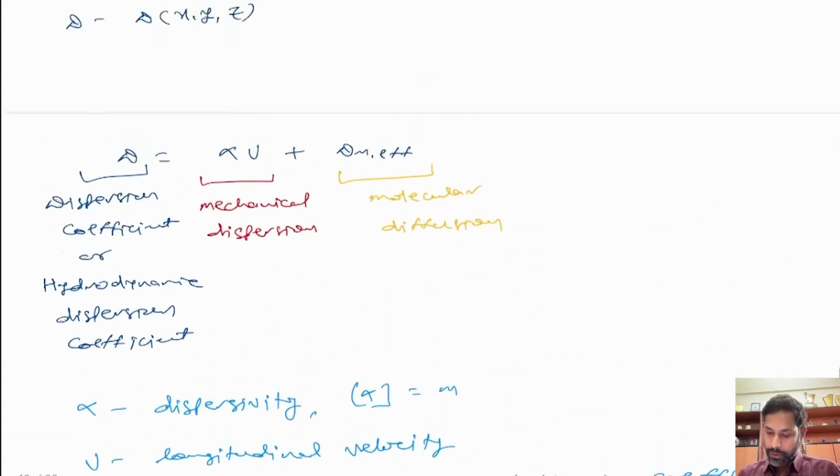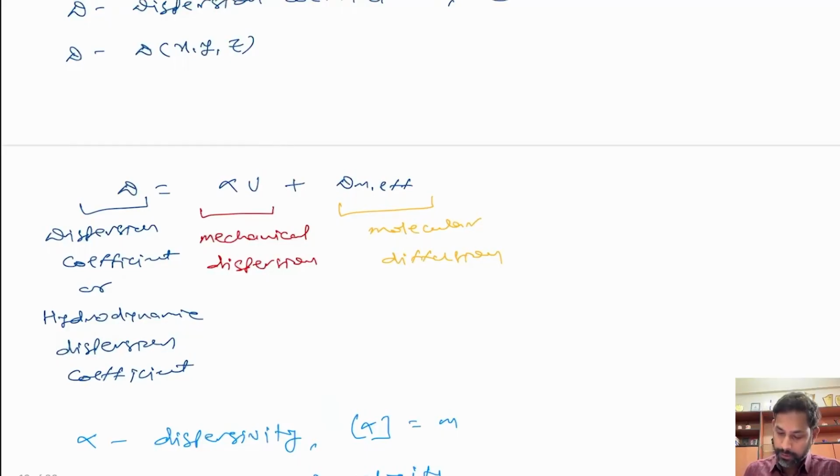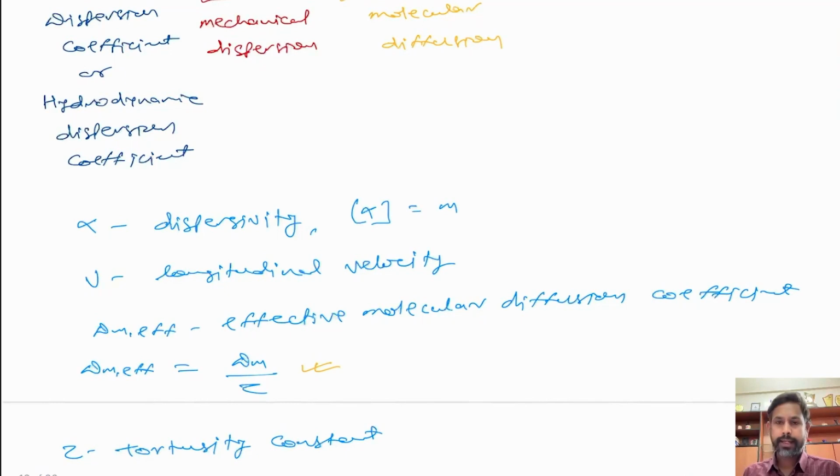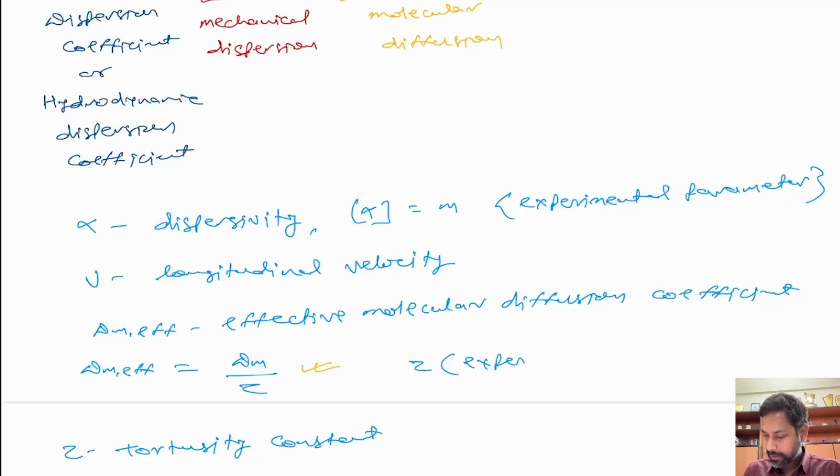All right, so here we have seen the total dispersion coefficient in porous media is defined as alpha u plus the molecular diffusion coefficient, where alpha is the dispersivity, and that depends on the medium. This is something that can be obtained only experimentally. So I would say this is an experimental parameter. This cannot be predicted theoretically. Likewise, your tau is also an experimental parameter.